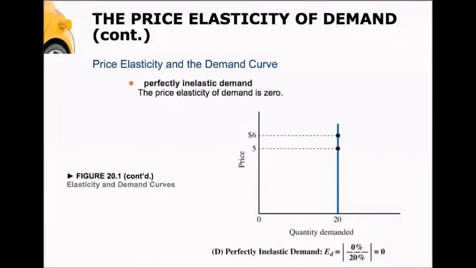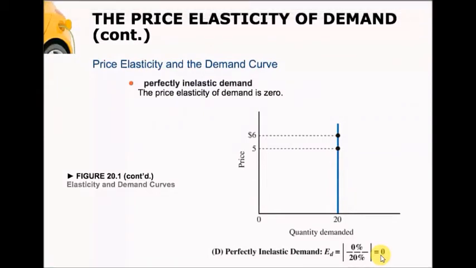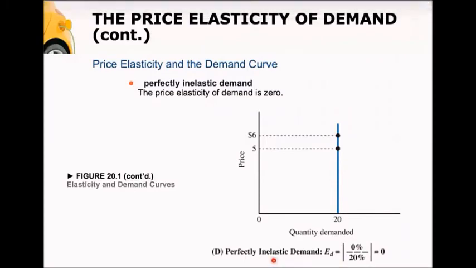Another potential elasticity is perfectly inelastic demand. That's a vertical demand curve. We can think about it as non-responsive or non-flexible. No matter what percentage change in price we have on this demand curve, there's zero change in the quantity demanded. So the percent change in quantity demanded is 0, and the price elasticity is 0. For a perfectly inelastic demand curve, the quantity demanded is not responsive at all to changes in the price.